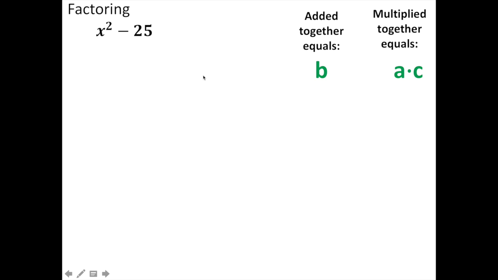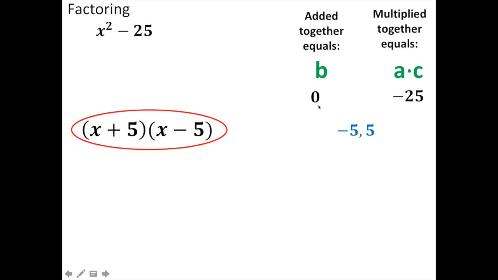Two numbers that multiply together to give me c, and in this case, c, or a times c, doesn't matter, is -25, and b, in this case, there isn't a b, so b is 0. So two numbers that multiply together to give me -25, but add together to give me 0 would be +5 and a -5. So I just write those answers down. Okay, now, that works, that's great.